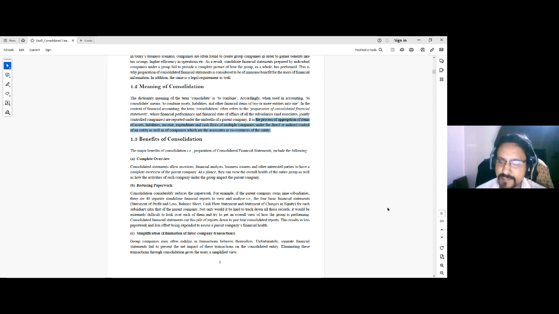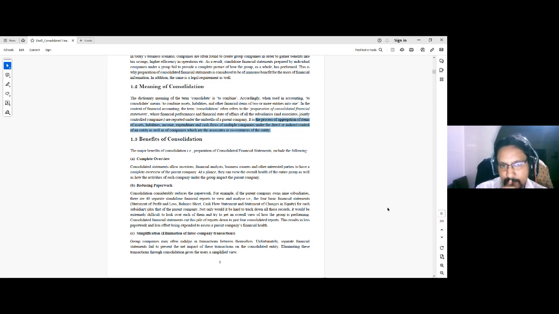So how does consolidation help us? Basically, through consolidation, we can have a complete overview of the main organization and all its subsidiaries, associates, and jointly controlled companies. That complete overview is required because the parent company is making an investment in the subsidiary or associate company or other joint ventures, joint arrangements. So the investors of the parent company may want to know how this entire arrangement of forming a group has been successful. Okay, so that is why a complete overview may be required, which is provided through consolidation.